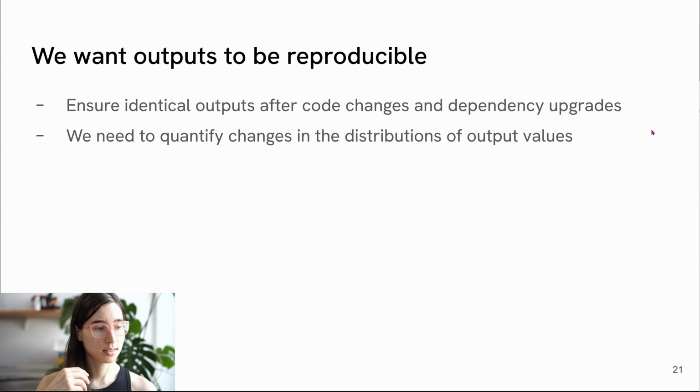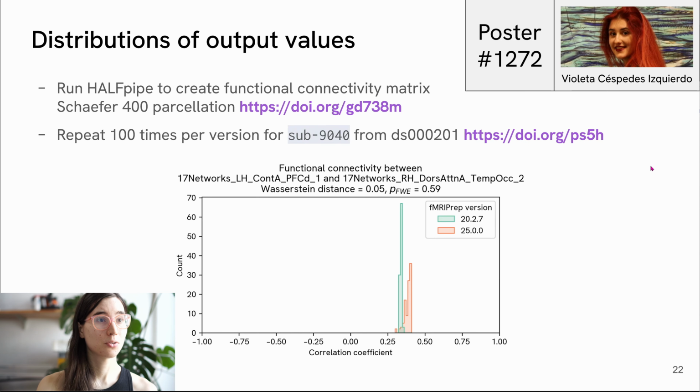So we actually set out to say, let's quantify how much upgrading different dependencies changes our output values. And the funny thing we found, which was also unexpected to me, is that, for example, when we run fMRIPrep multiple times, we don't always get the exact same result. There's a certain stochasticity in numerical calculations always, and this then creates minor variations. So what Violetta did in a really cool study is she ran HALFpipe 100 times on one subject from an open data set, and every time asked it to create a functional connectivity matrix.